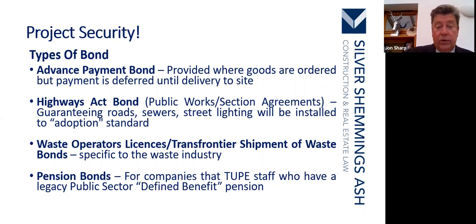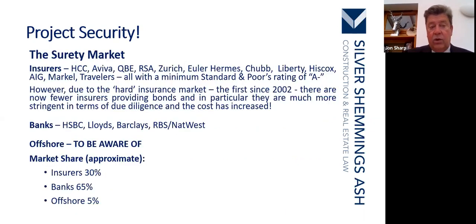So that's the bond market. Now let's look at the surety market. Certain insurers, HCC, Aviva, QBE, RSA, Zurich, Euler Hermes, Chubb, Liberty, Hiscox, AIG, Markel and Travellers, all have a minimum Standard & Poor's rating of A and are capable of providing surety market bonds.